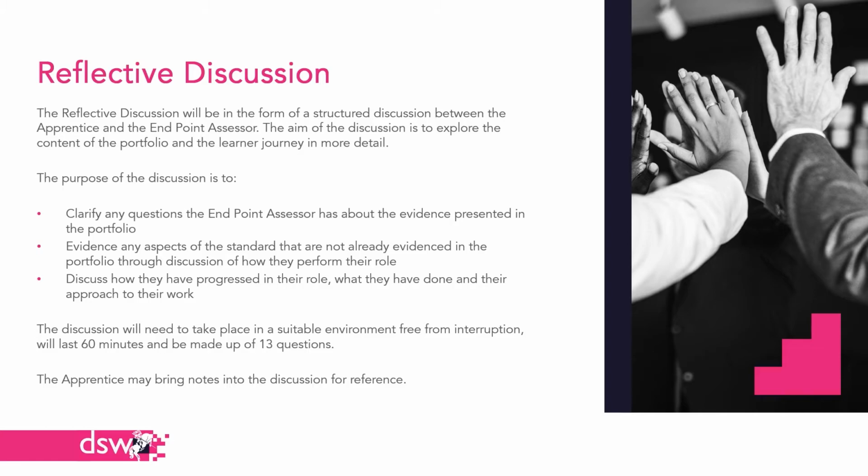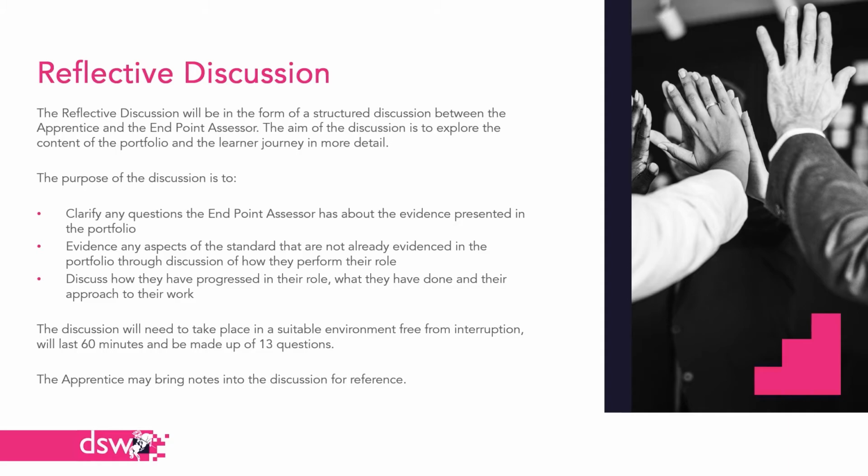Reflective discussion. The reflective discussion will be in the form of a structured discussion between the apprentice and the endpoint assessor. The aim of the discussion is to explore the content of the portfolio and the learner journey in more detail. The apprentice will have the opportunity to show how they compiled their portfolio in more detail and the learning they've undertaken since being on their apprenticeship. The purpose of the discussion is to clarify any questions the endpoint assessor has about the evidence presented in the portfolio, evidence any aspects of the standard that are not already evidenced in the portfolio through discussion of how they perform their role, discuss how they've progressed in their role, what they've done, and their approach to work.